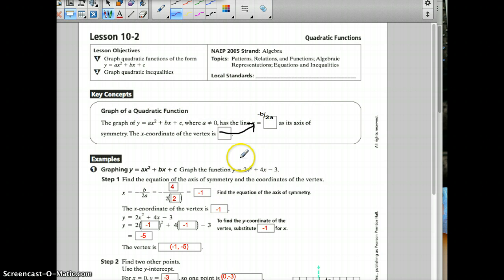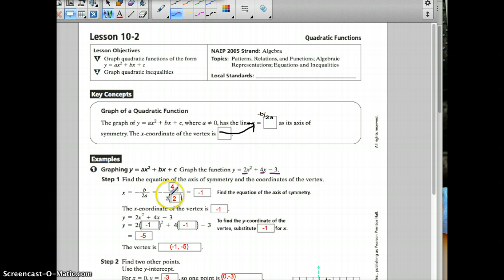So here we have the quadratic function y equals 2x squared plus 4x minus 3. So the first thing we need to do is find that axis of symmetry and then the coordinates of the vertex. So we look at where x equals negative b over 2a, and that is a negative sign there. And so we take our 4, which is the b value. Remember, here's our b value. Here's our a value, which is 2, and our c value is negative 3. So we take our b, which is 4, and we take our 2, which is the a value, and we plug it into this formula.